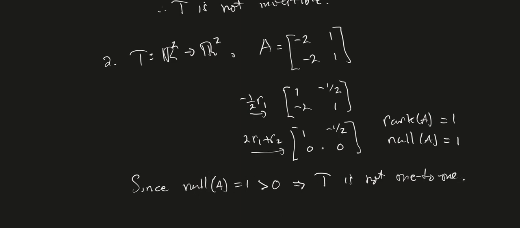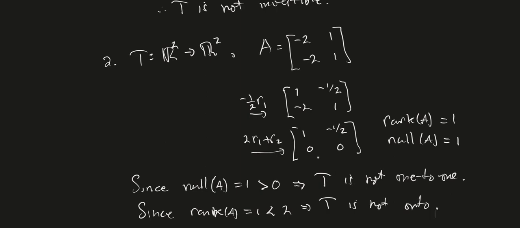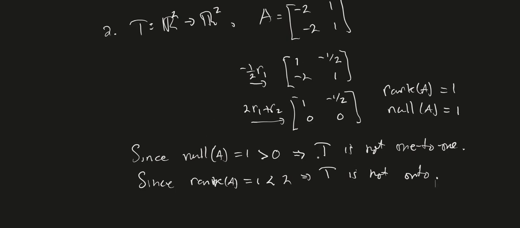Right? And then since the rank of the matrix is less than the dimension of the codomain, I can't get all the possible vectors in R2, right? So since the rank of my matrix is less than the dimension of my codomain, this tells me that T is not onto, right? So it's neither 1 to 1 nor onto, definitely not invertible.